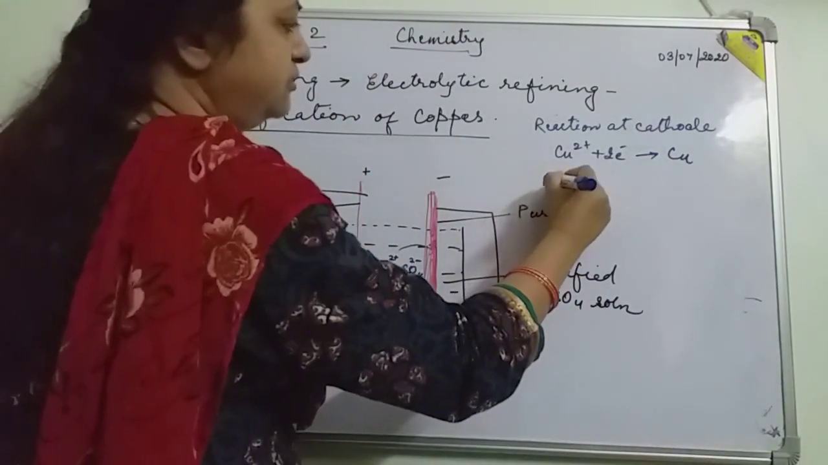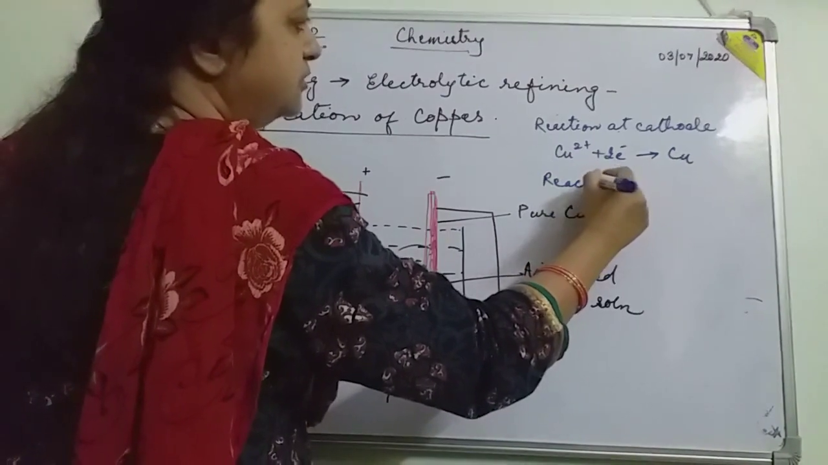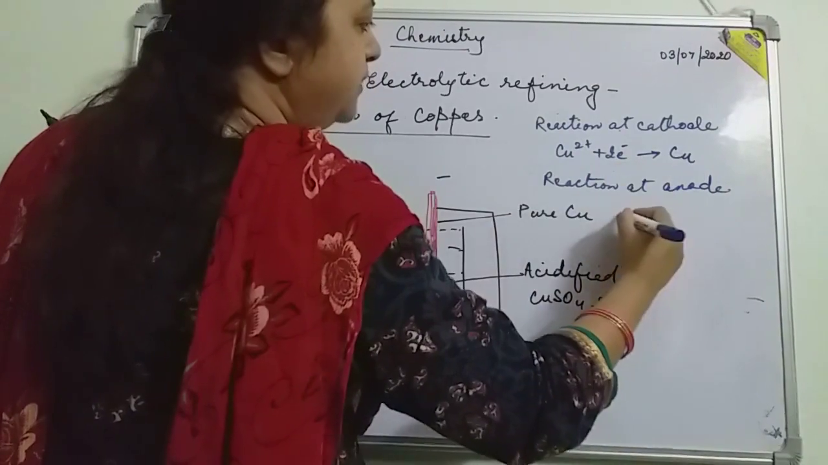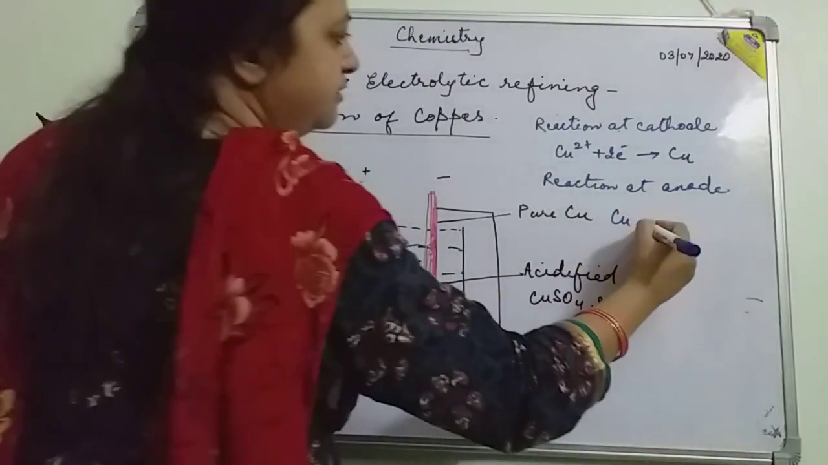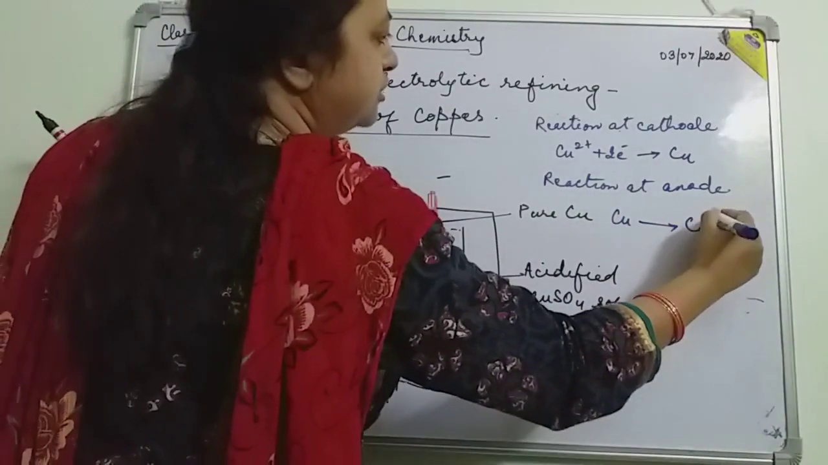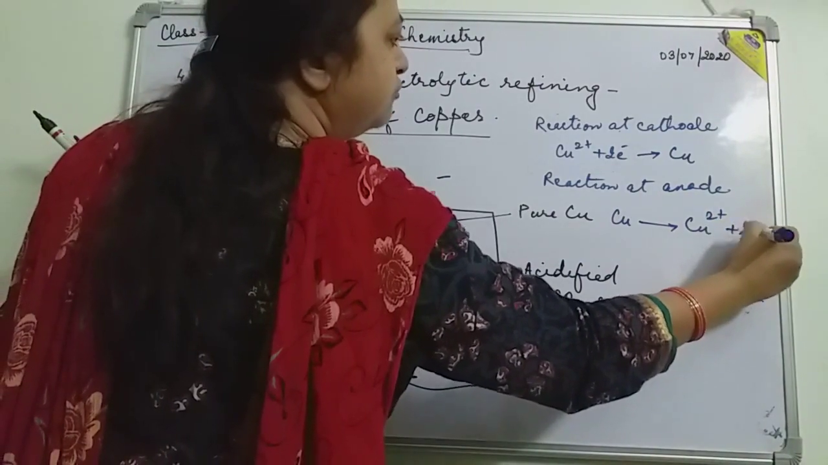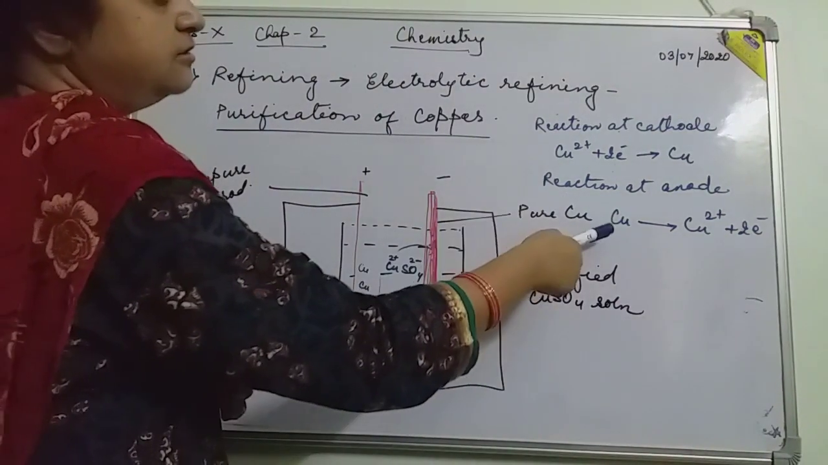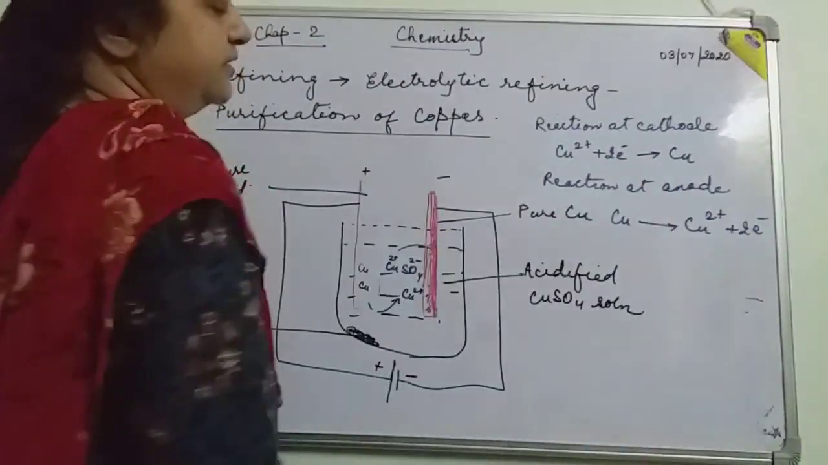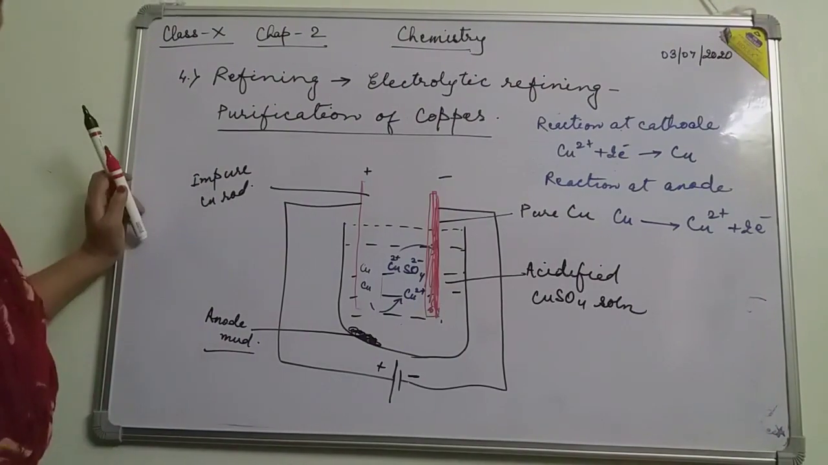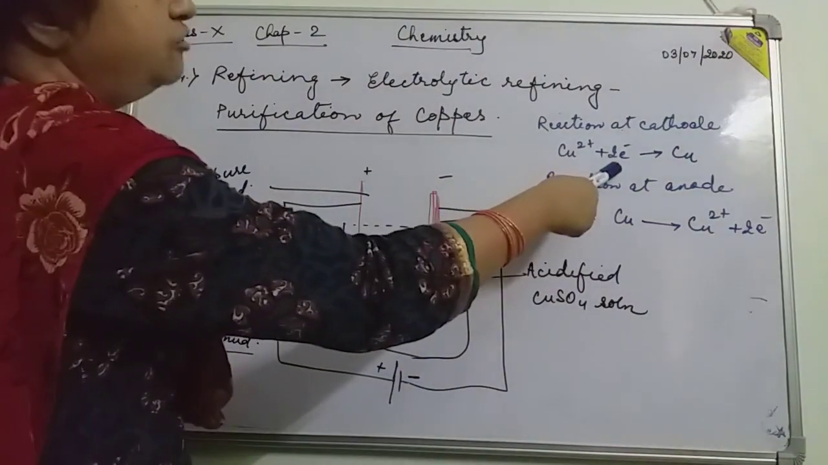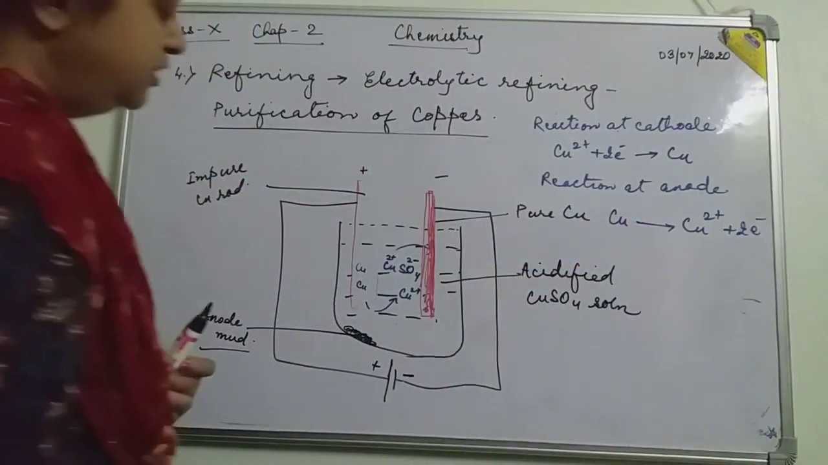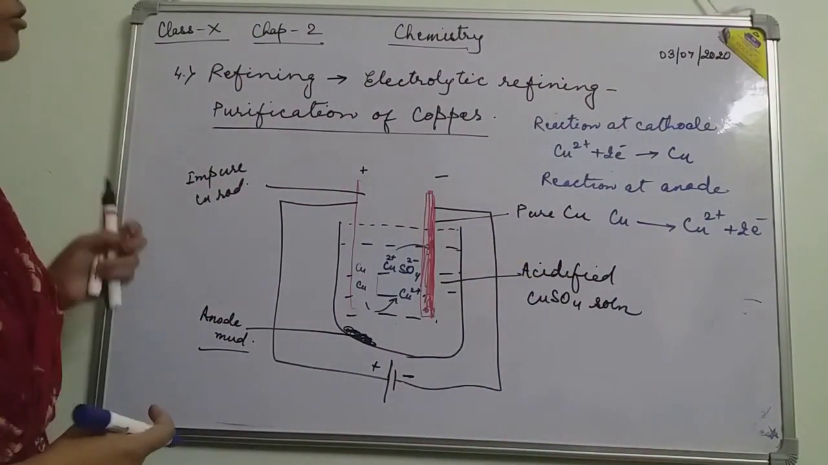And reaction at anode. Copper loses 2 electrons and becomes Cu2+. So the whole reaction: copper from the anode goes into solution as Cu2+, Cu2+ is added to the cathode copper, and here copper loses 2 electrons. So this is the whole process of purification.